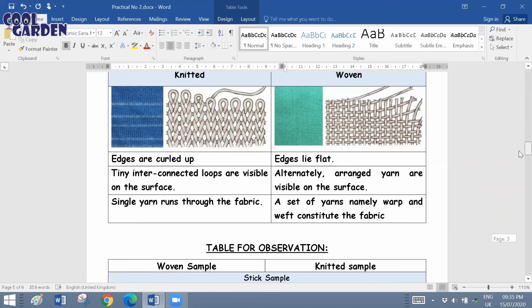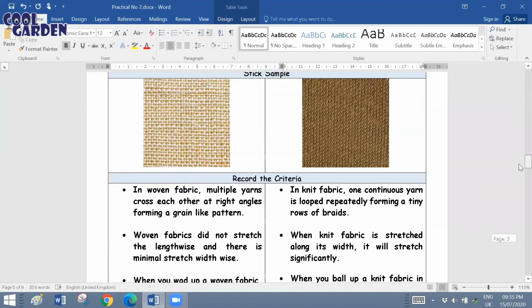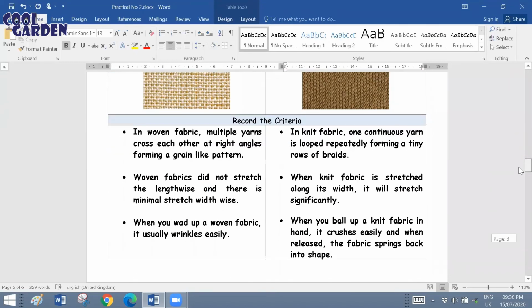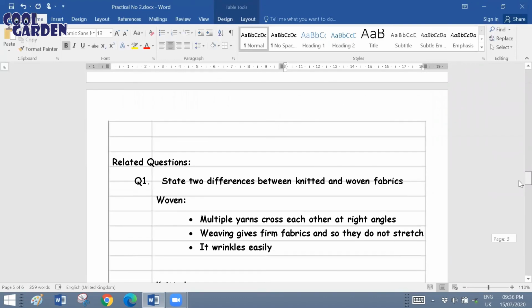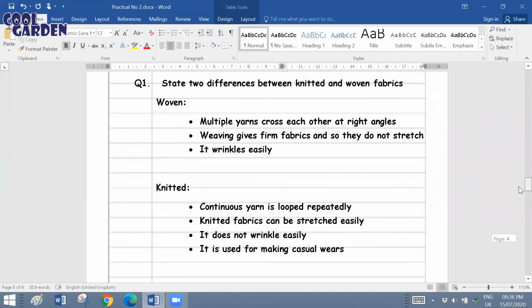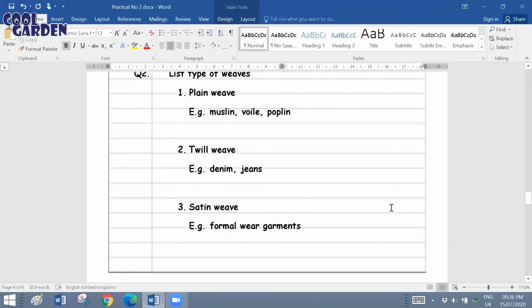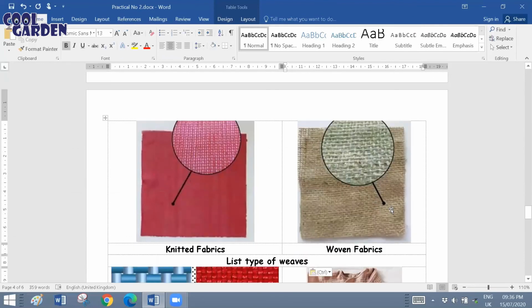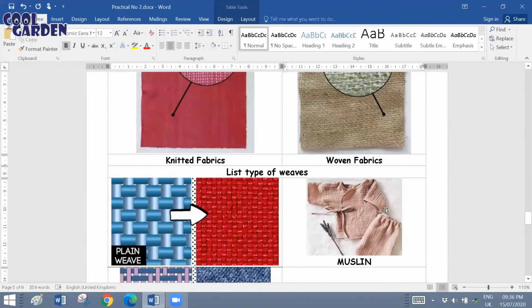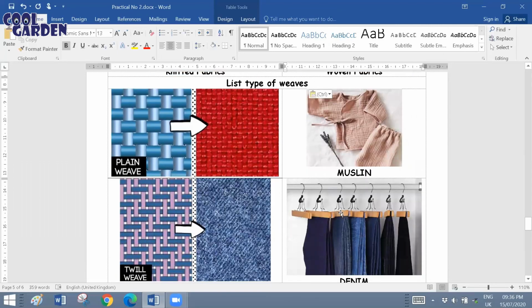Make sure you try to get pictures similar to this, print it and paste it. Okay, table of observation, make sure the sample is being pasted and the observation relating to it is actually being recorded here. After that, in the ruled side, you will write related questions. Okay, 2 questions have been given. State 2 differences between knitted and woven fabrics. List types of weaves. Okay, so that you make a note of it, and after that put up the pictures: knitted fabrics, woven fabrics, and list types of weaves. And here you finish your practical 2.